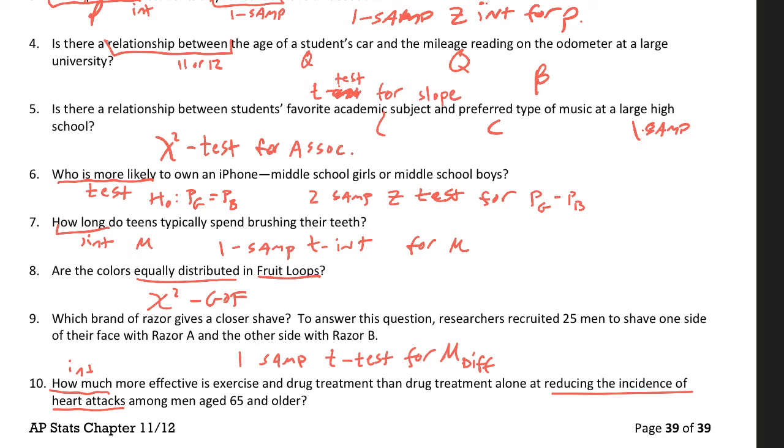So this should be, we have two groups. It's like an experiment. So this is going to be a 2-samp. And we're saying a z-int for p. And it would be p exercise minus p drug only, or something like that. And there's some good inference. We should know more about this year's AP exam and what we're going to have to tell apart, but this is a good skill. How do you tell them apart?